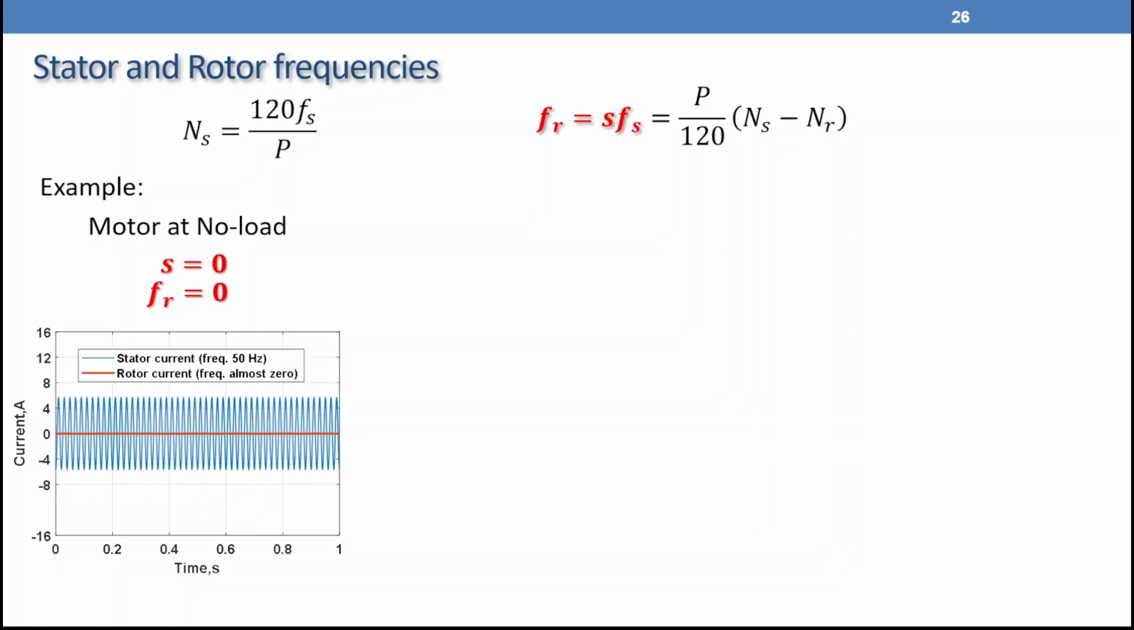If you look at the x-axis, the time, and the y-axis, the current, we have a stator current. The machine takes current from the supply, but the rotor has no current. So there is no loading condition. And the frequency of the rotor current, which is the red color, is 0, where Fr equals 0.